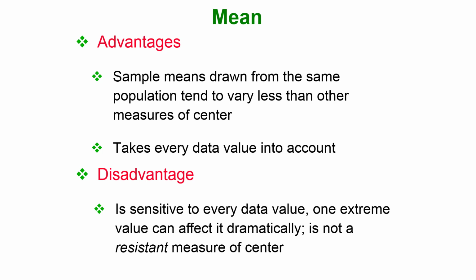All right, so some advantages of using the mean as your measure of central tendency. When you take a sample from a whole population, the mean tends to stay close to the mean of the whole population. If it's the population, then it definitely takes every data value into account. So that's one advantage of using the mean, and we use the mean a lot. But as I mentioned before, it is very sensitive to every single data value. If there's one extreme value, it's going to throw it off a bit.